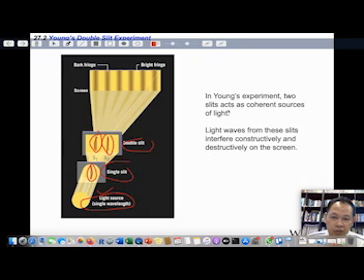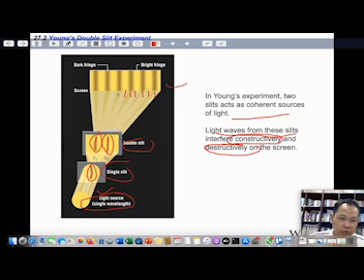In Young's experiment, the two slits act as coherent sources. Light waves from the slits interfere constructively and destructively on the screen. This is the screen, and you can see this is constructive, this is destructive, constructive, destructive, constructive, destructive, until the right side, and for the left side it is also the same, like this one.